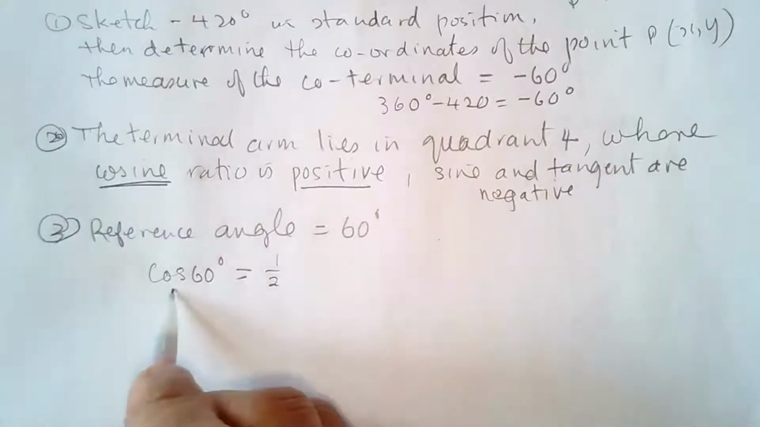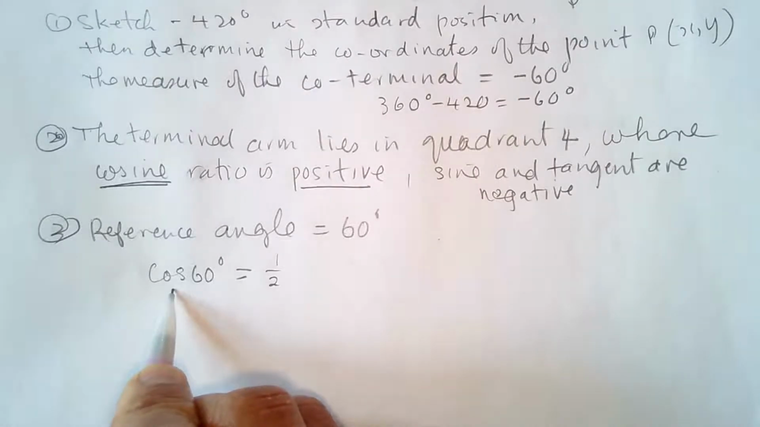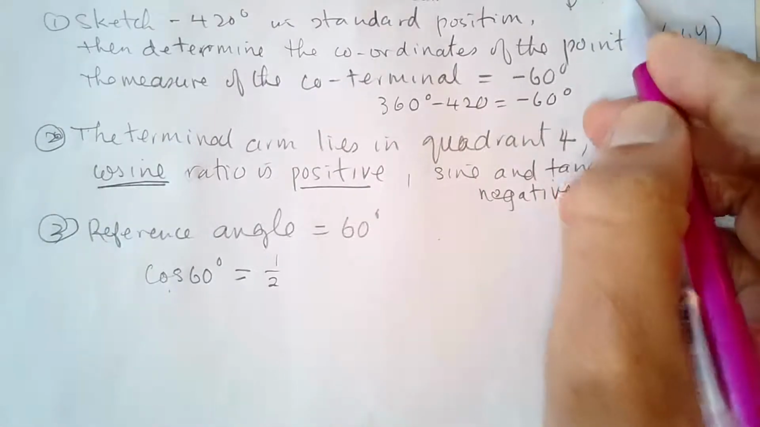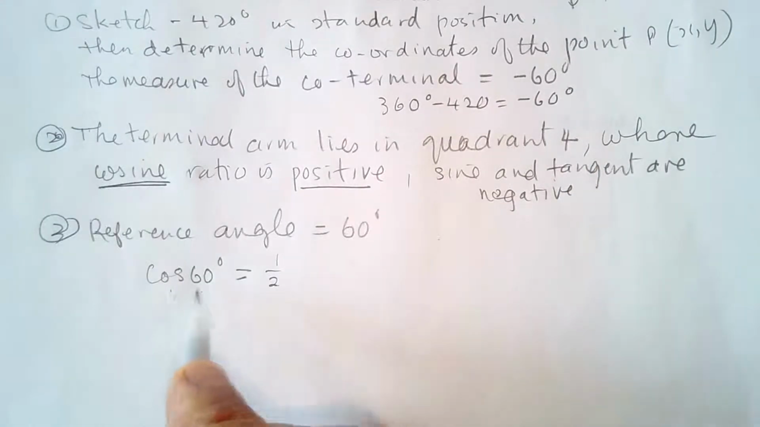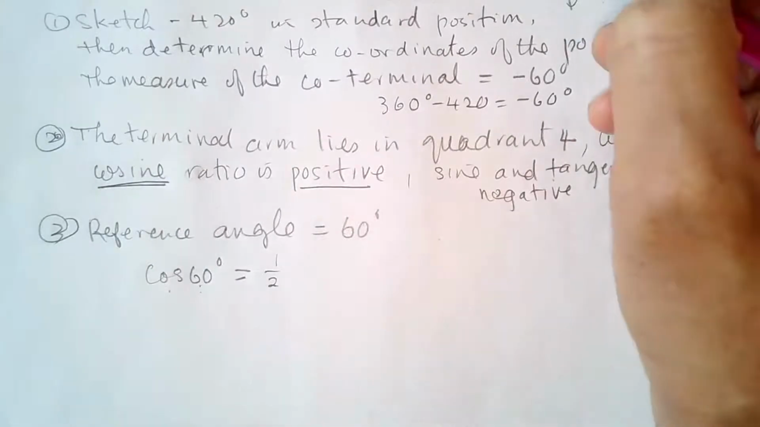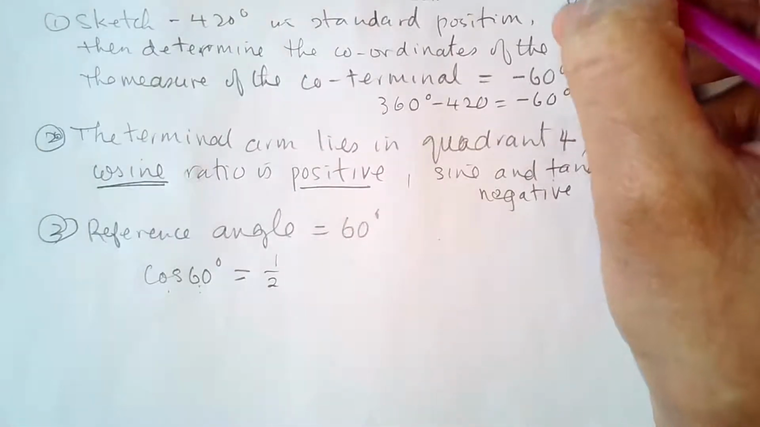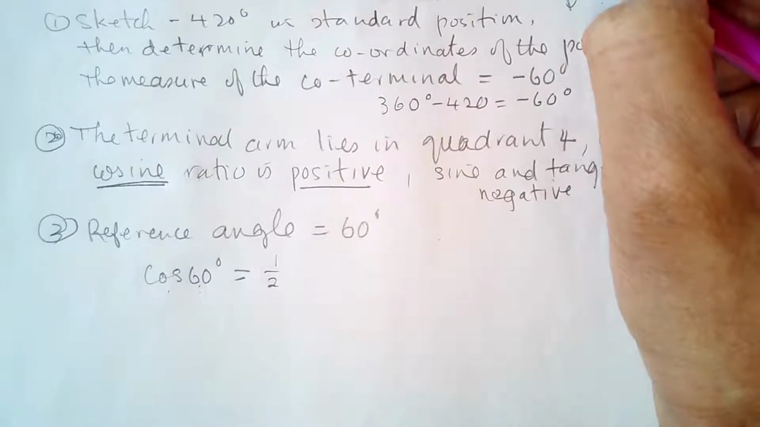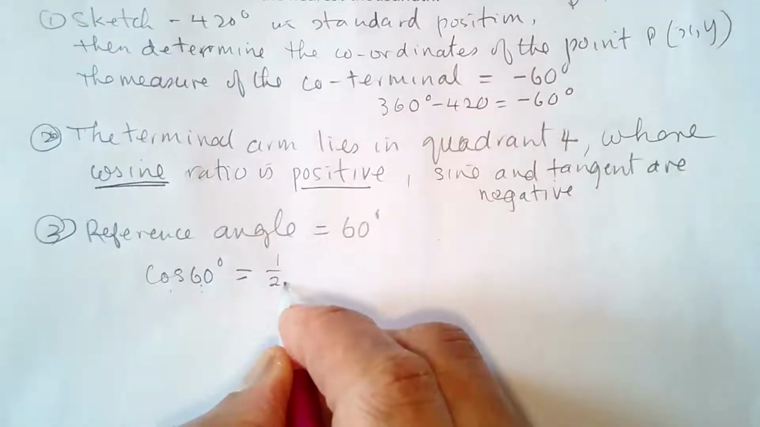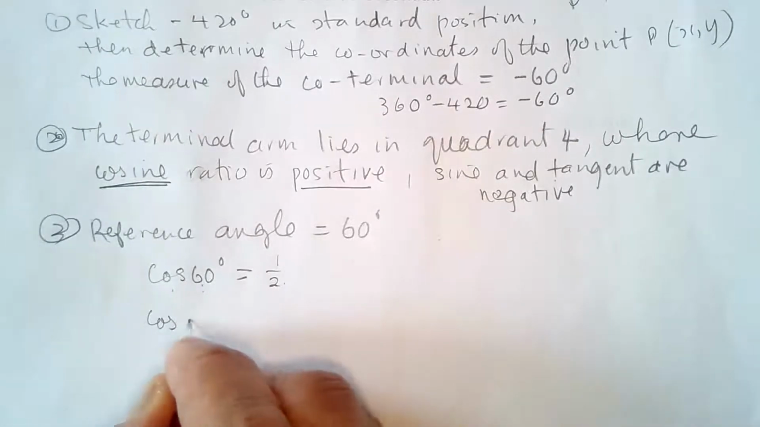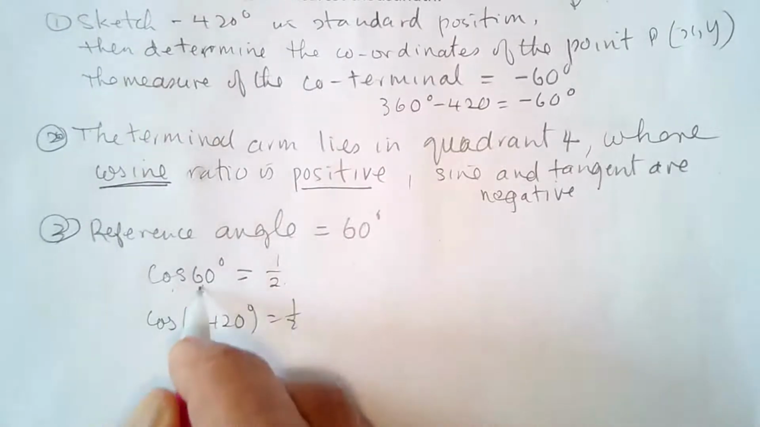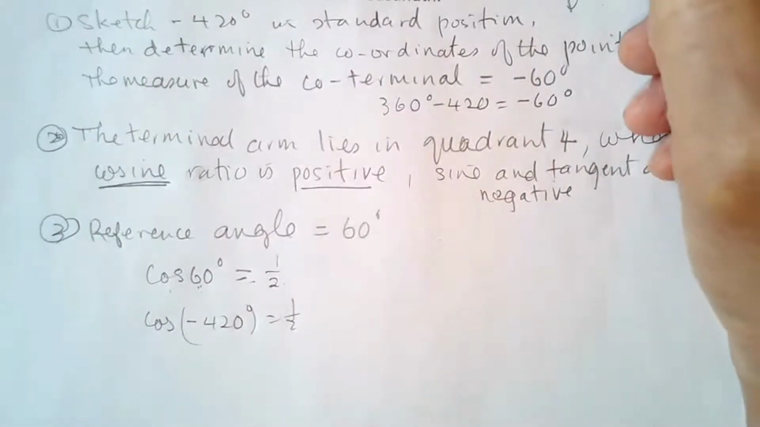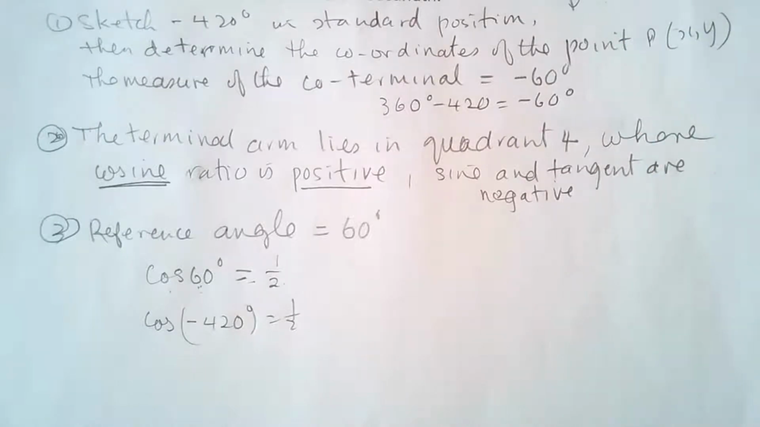Okay. Now, cos 60 degrees is equal to half. Because sine is negative here, cos is positive. This is a reference angle, so we can conclude that cos negative 420 degrees is also a half. So cos negative 420 degrees will be a half. If this is a reference triangle, it's still here.